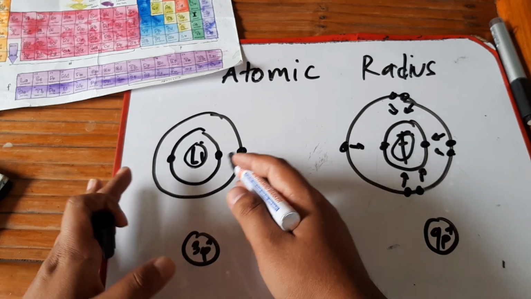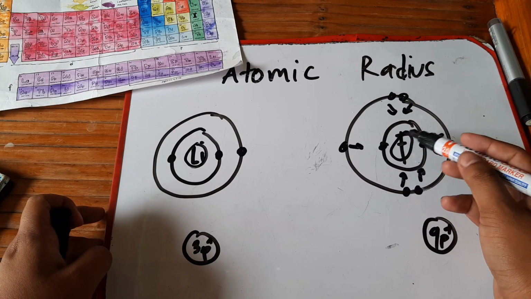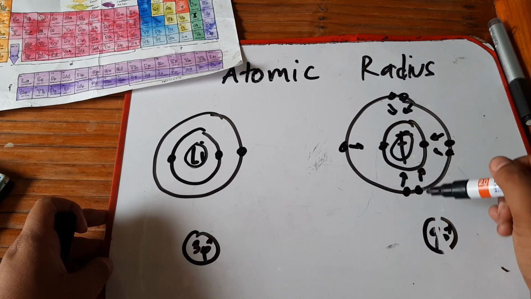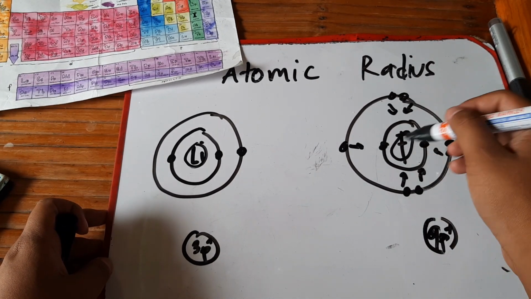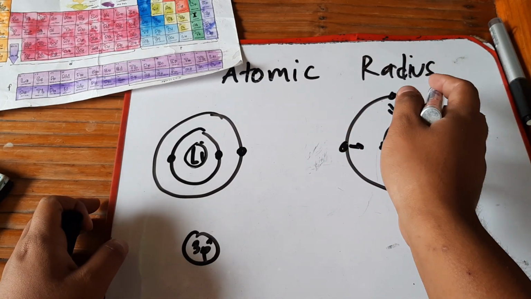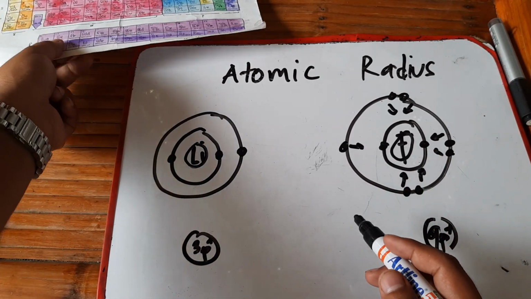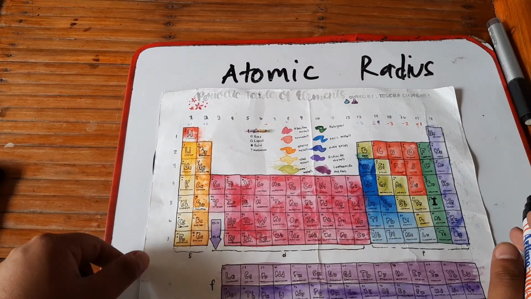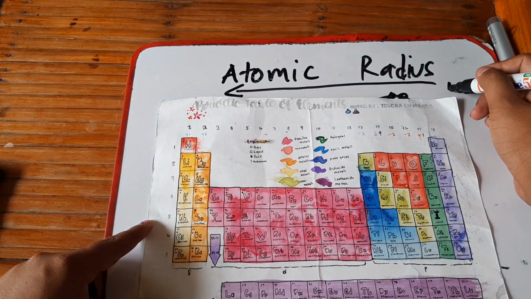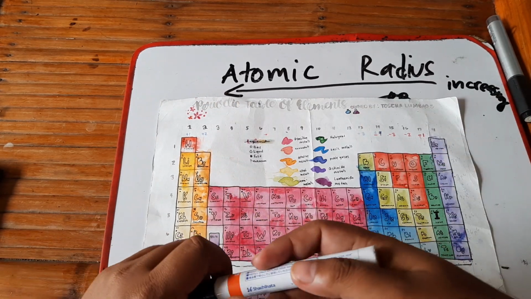Only 3 protons, and there are only 3 small electrons, because protons are relatively big as compared to the electrons. These tiny electrons will be pulled inside and dragged closer to the fluorine, making the atomic size or atomic radius relatively smaller as compared to the lithium. So therefore, our trend for the periodic table from left to right will be decreasing.